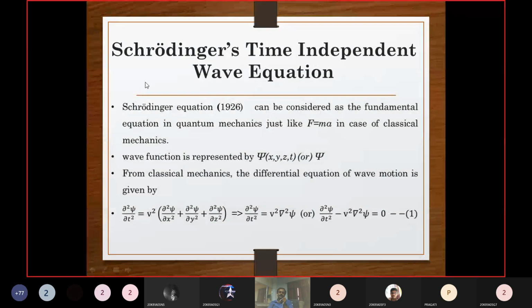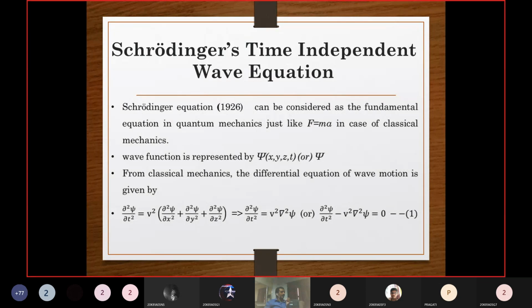Now today we will discuss the Schrödinger time independent wave equation. For explaining the motion of the electron, the wave function is not enough, so a further equation is also required.